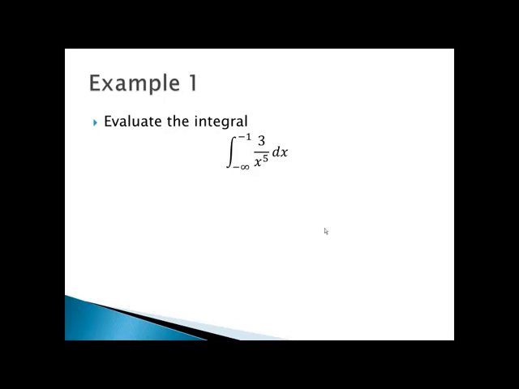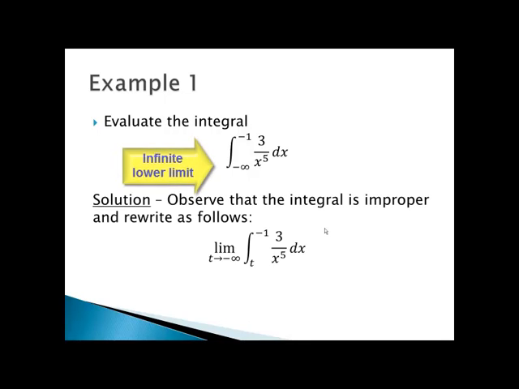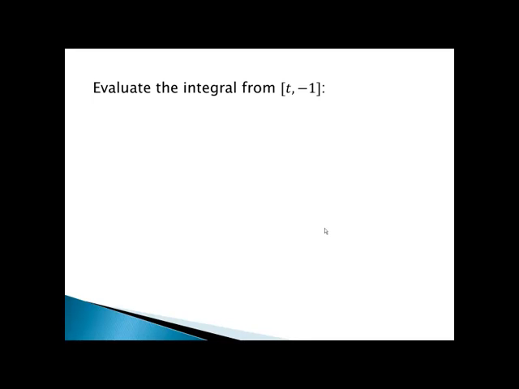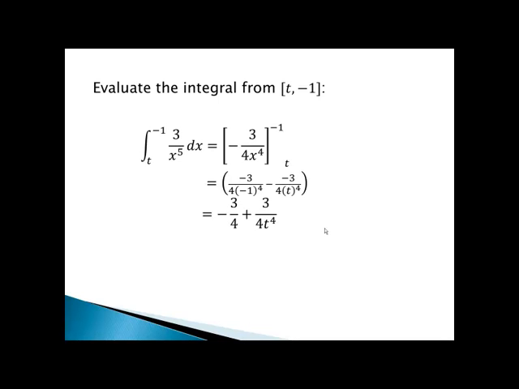Example 1, we're asked to evaluate the integral from negative infinity to negative 1 of 3 divided by x to the 5th power with respect to x. Well, we observe that this integral is improper because the lower limit is negative infinity, and so we'll rewrite as follows. We'll rewrite as the limit as t approaches negative infinity of the integral from t to negative 1 of 3 divided by x to the 5th with respect to x. Now we'll evaluate that integral from t to negative 1. The antiderivative of 3 divided by x to the 5th is negative 3 over 4x to the 4th, and I need to evaluate that from t to negative 1.